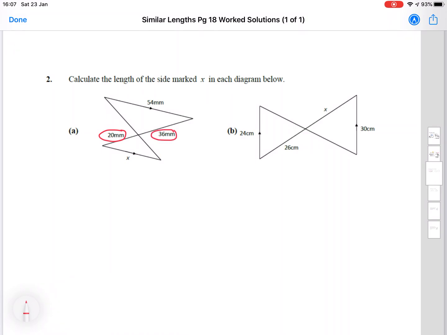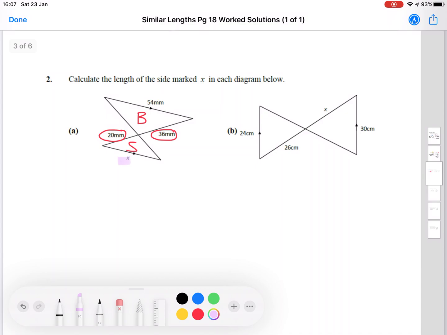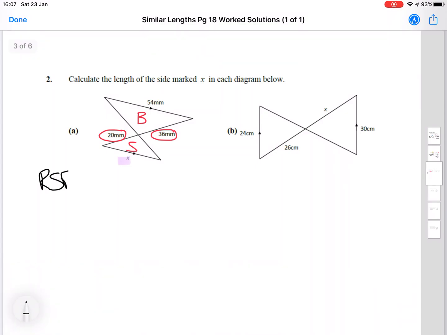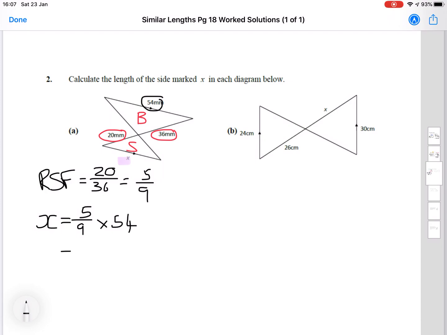So that tells me that the top triangle is the big one and the smaller triangle is the one on the bottom here. So our side that is missing is side X, which is on that smaller triangle. So for this one, we're going to be using reduction scale factor. So it's the small side over the big side, so 20 over 36. Okay, and that simplifies down to 5 over 9. So to find side X, it will be 5 over 9 times the side that corresponds with our missing side, so the 54. So 5 divided by 9 times 54 gives you 30, and this question's in millimetres.